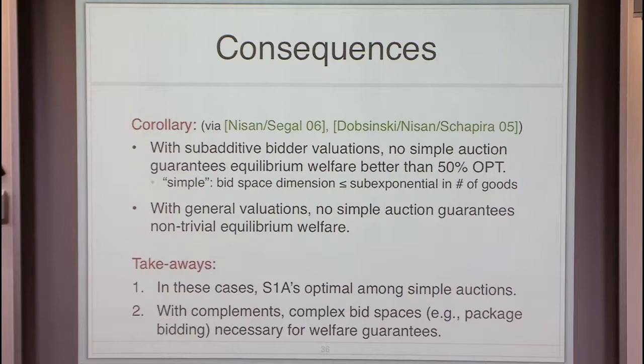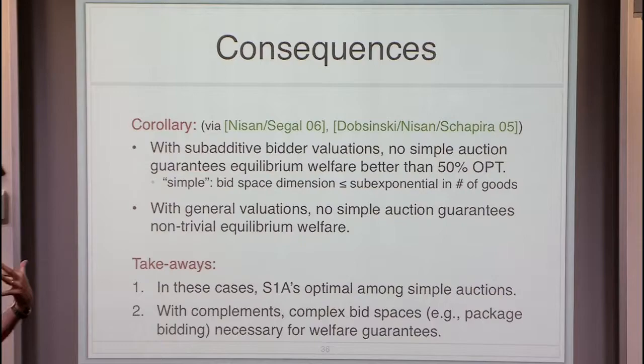The class of allowable valuations is subadditive valuations. It's been known since about 10 years ago that you can't approximate welfare maximization efficiently better than a factor 2 for subadditive valuations. So alpha on the last slide in the hypothesis was 2.